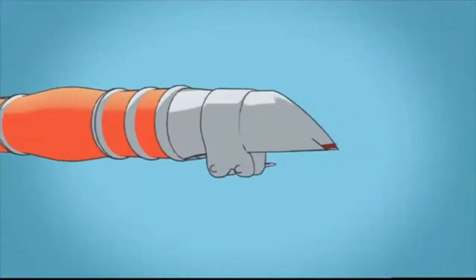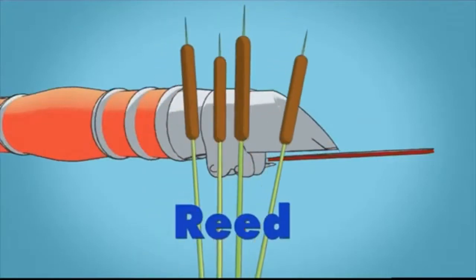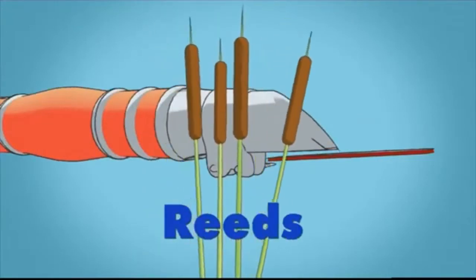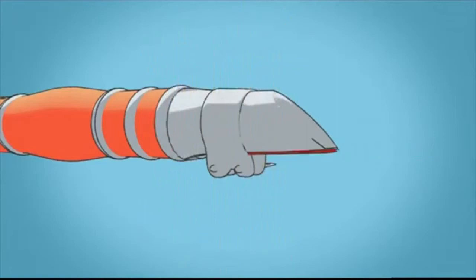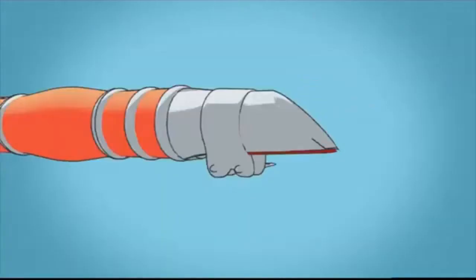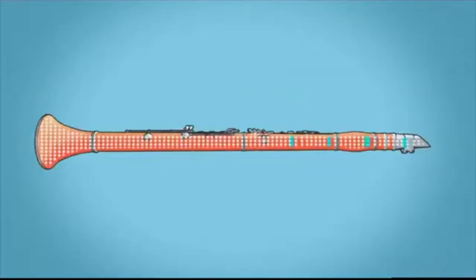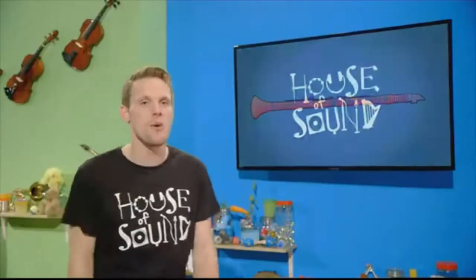A clarinet is called a reed instrument. That's because it has got something called a reed attached to the mouthpiece. And they're called reeds because they used to be made from plants called reeds. Today, a reed is a very thin piece of material that vibrates against the mouthpiece when you blow over it. This vibration makes the air inside the clarinet vibrate too. That creates sound waves and the notes that you hear.